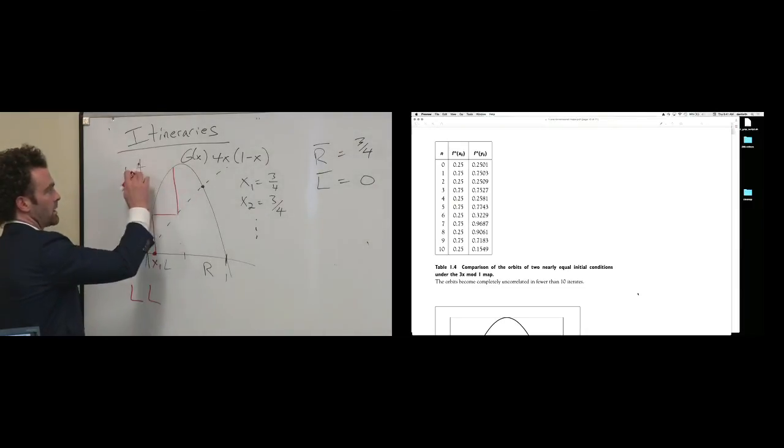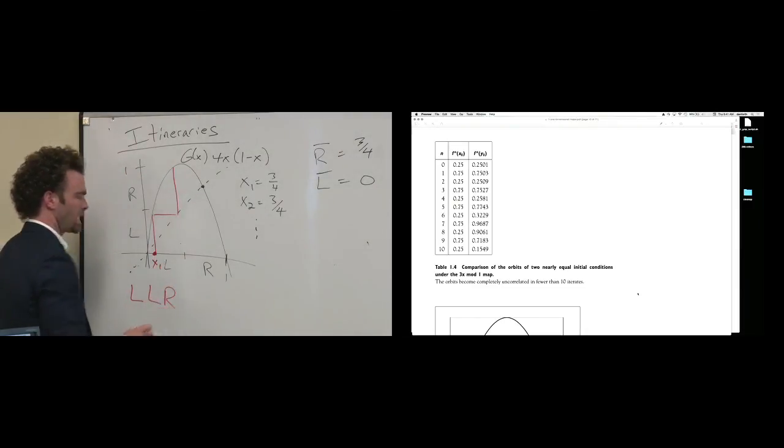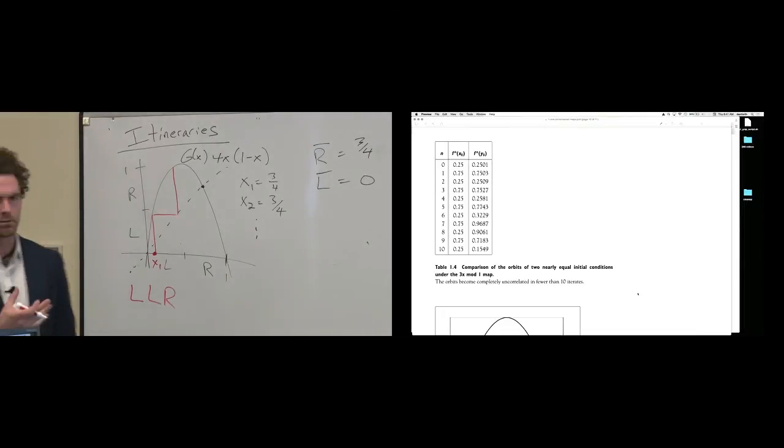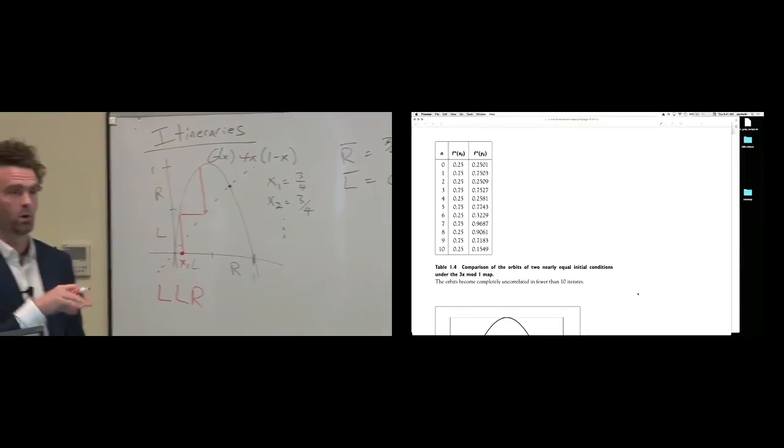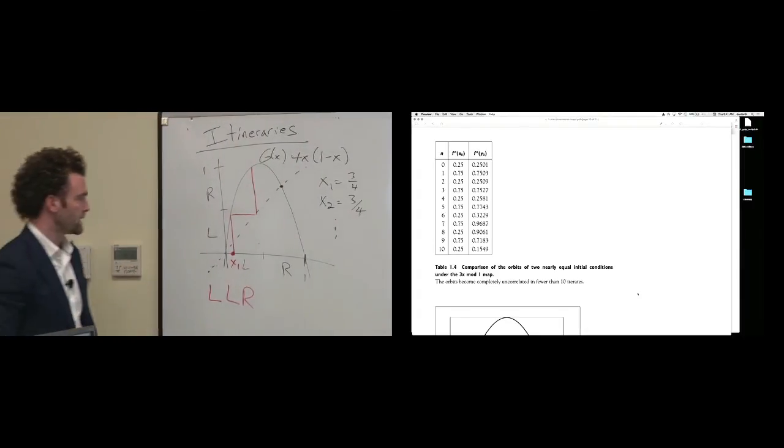That point, if I look on the y-axis, is in R. You've got to decide: am I going to look at the x-axis to read off the L's and R's, or the y-axis? It does not matter which one you do, you just have to stay consistently on one of those two axes for writing down these letters.